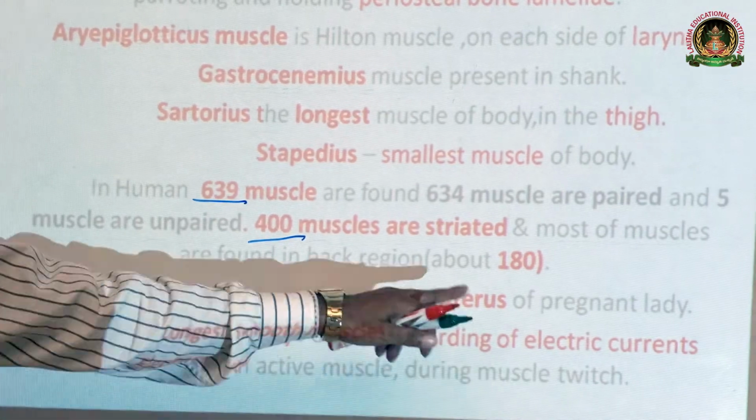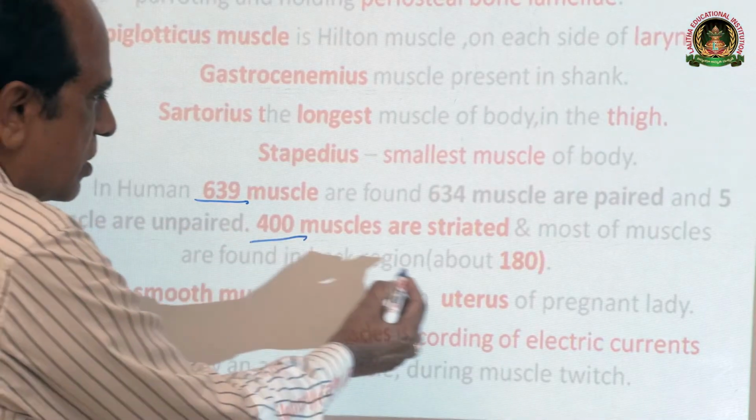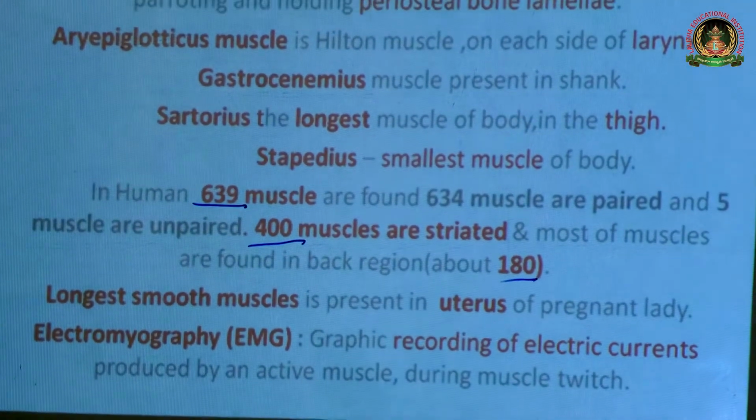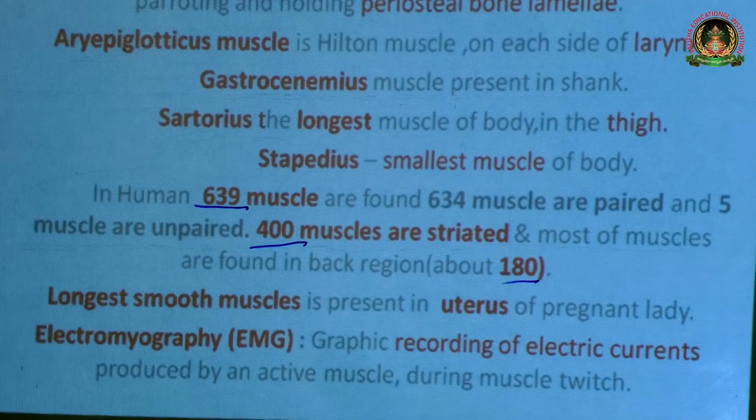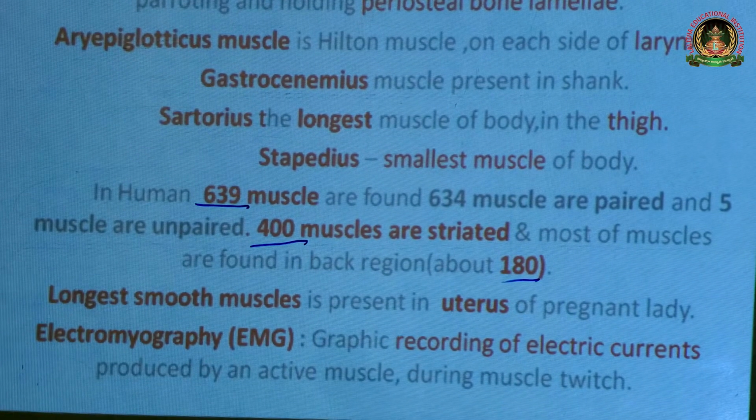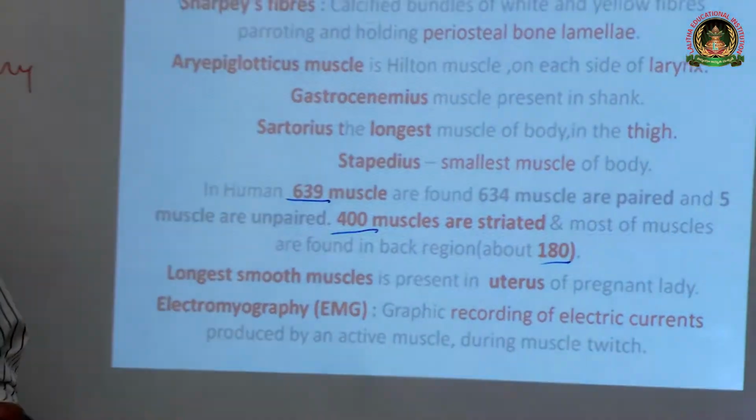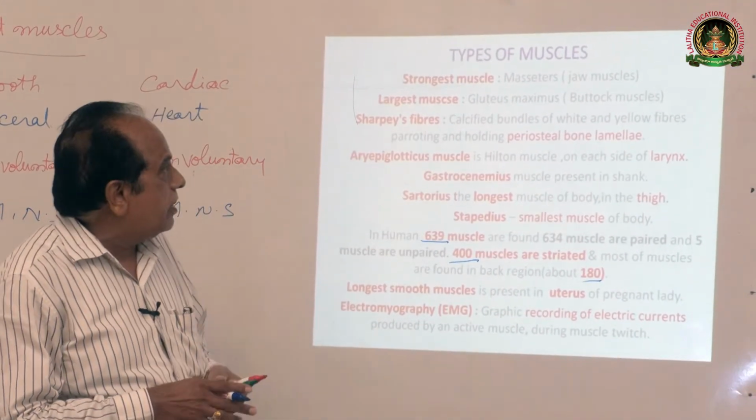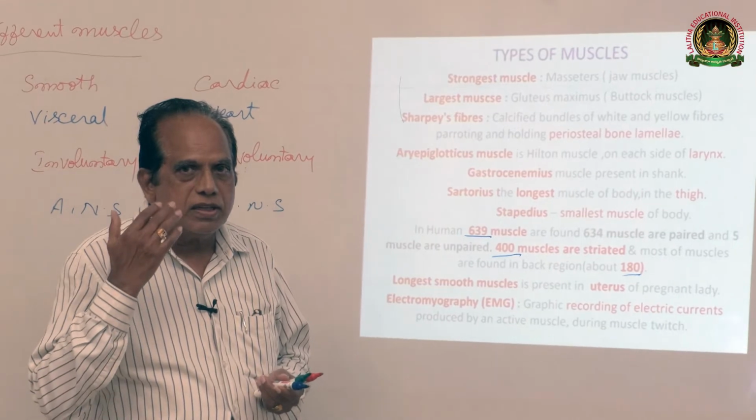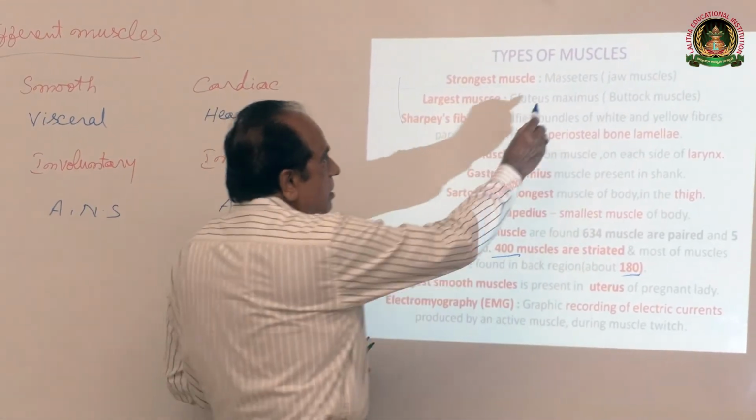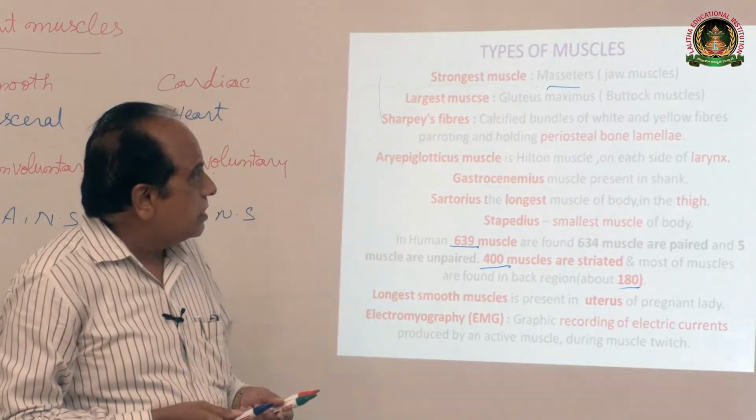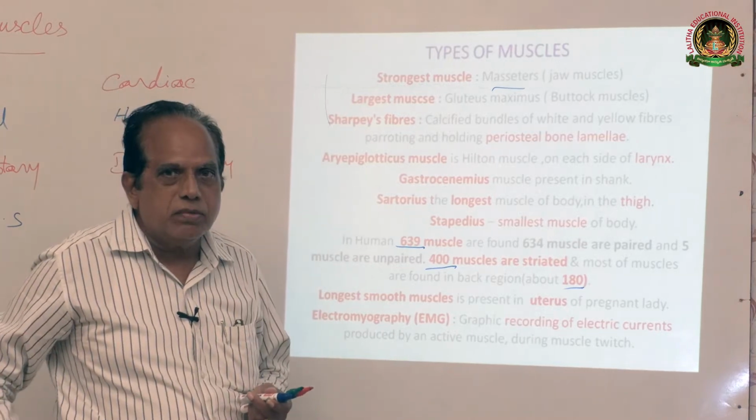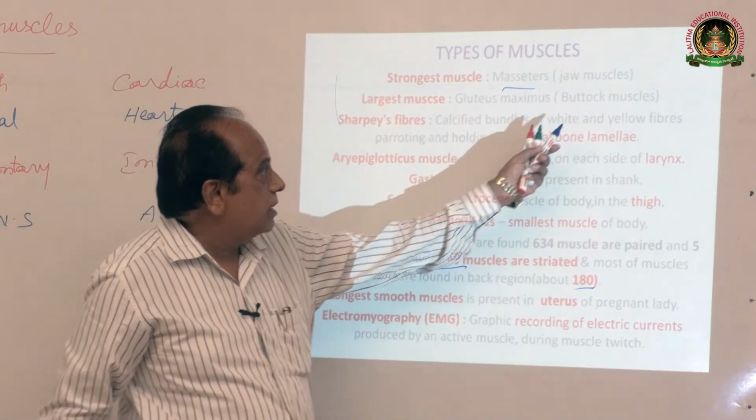Most of the muscles are found in the back region. Of these striped muscles, about 180 muscles are seen on the back of our body, and the rest of the striped muscles are attached to either the vertebral column or the bones of the forelimbs, hind limbs and so forth. The strongest muscle in our body is the masseter muscle, the muscle of the jaw bones, and the largest muscle is gluteus maximus, the buttock muscle, present in the seat of the body.